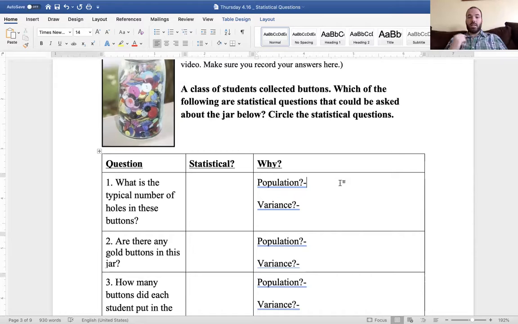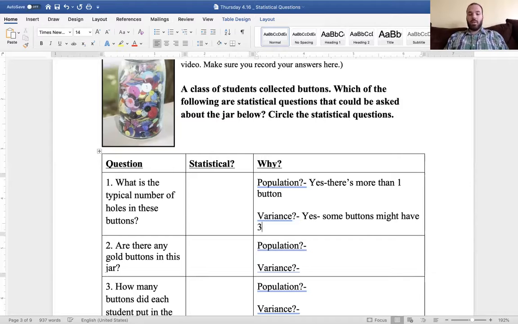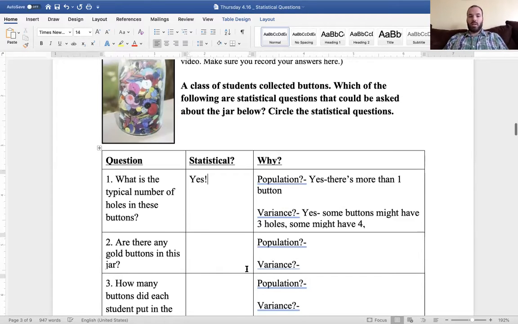In my mind, I'm saying, is there a population? Yes, there is. There is more than one button. Is there variance? Yes, there is. There's variance because some buttons might have 3 holes. Some might have 4. So different buttons are going to have a different amount of holes in them. So there is variance, which means that yes, this is a statistical question.